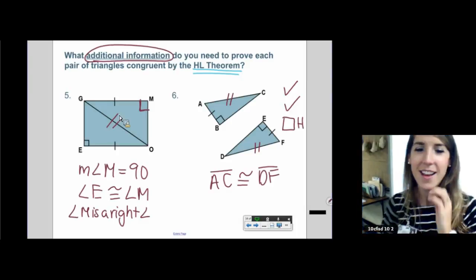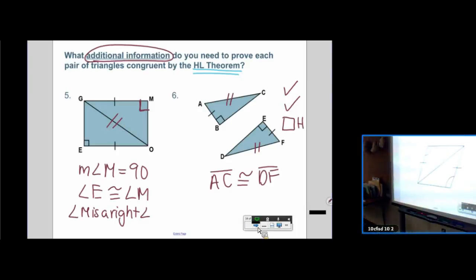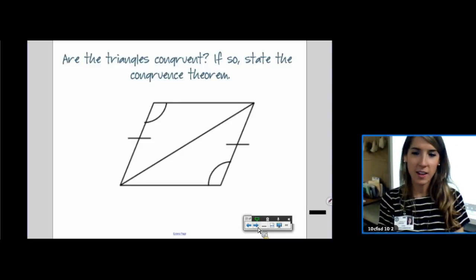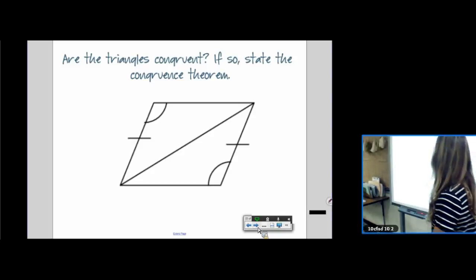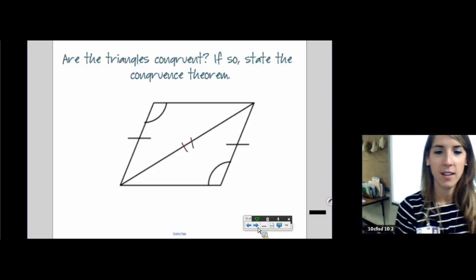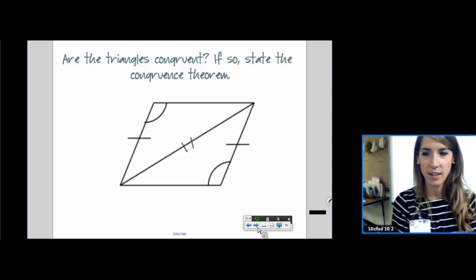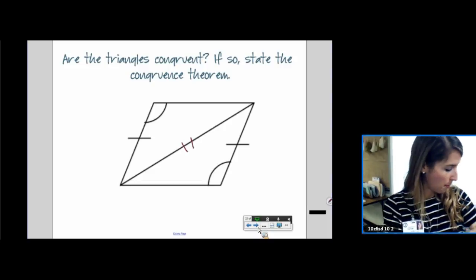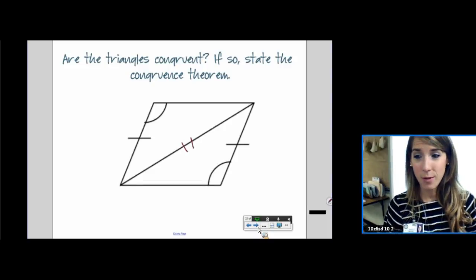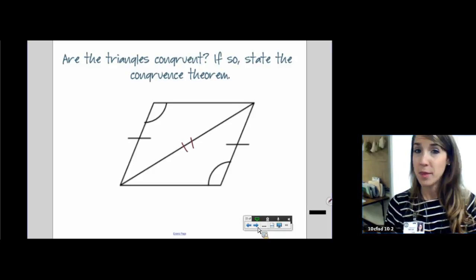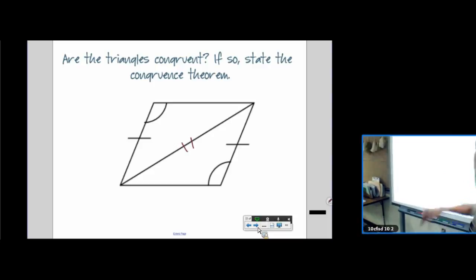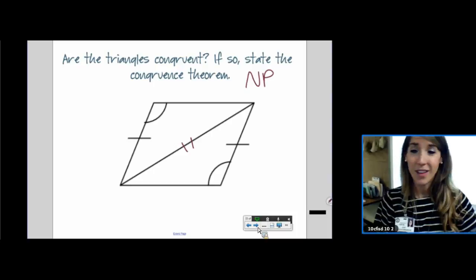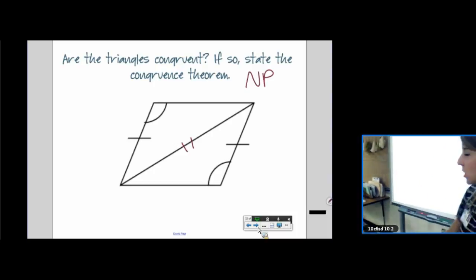All right, let's try some more. Are the triangles congruent? If so, state the theorem. Reflexive property of equality. What do we write? What's our answer? Very good. Not possible. This one spells a bad word. Side, side, angle. There's no redeeming qualities here. There's no right angle. So remember, that one never ever works unless it's a right triangle. Since this isn't a right triangle, doesn't work. You write not possible, move on.